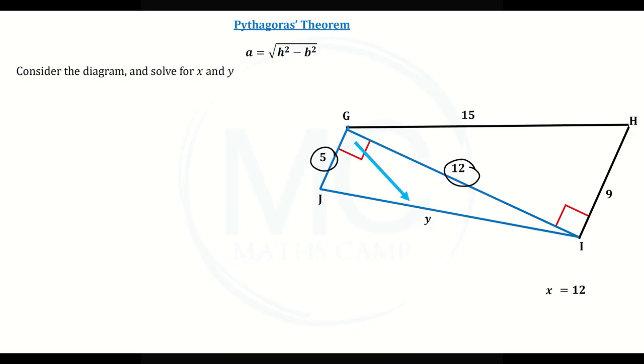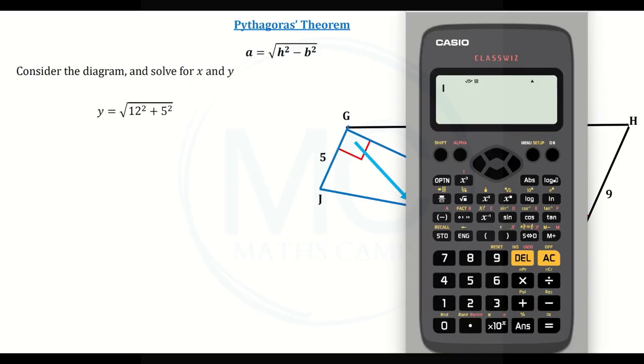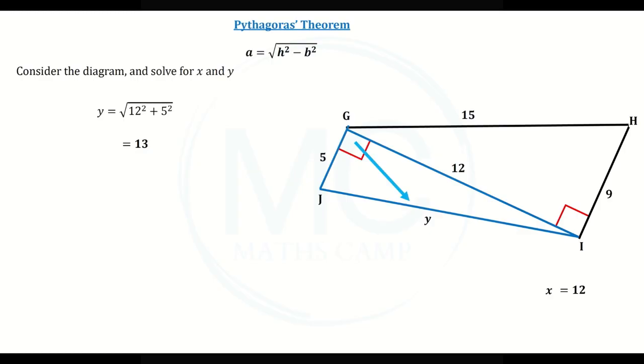Now we can say the hypotenuse, which in this case is y, is equal to, let's call GI side A, so we say 12 squared, plus side B, 5 units, 5 squared, all under a square root. And now we can take our calculator and we say the square root of 12 squared plus 5 squared is equal to 13. This is the value of y.